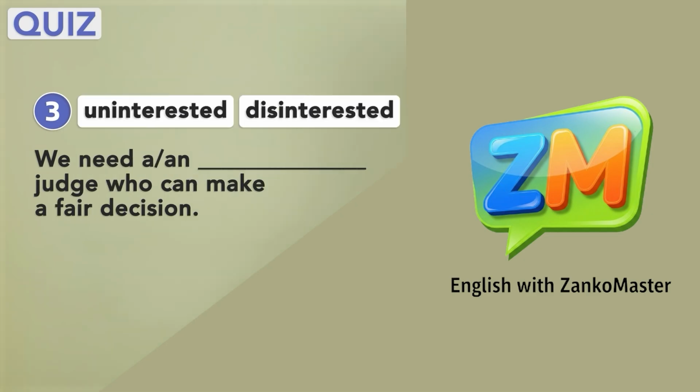And finally, number 3. We need a blank or an blank judge who can make a fair decision. Is it uninterested or disinterested? Disinterested is correct here. It means the judge is neutral and fair.